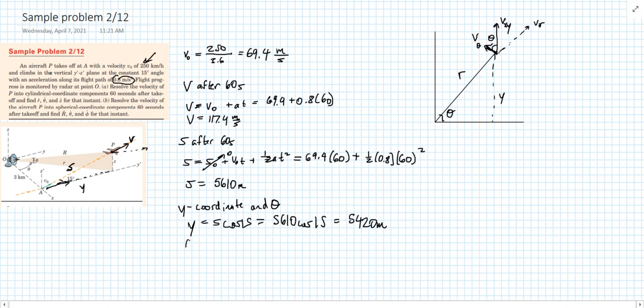Now that we have that, we can find the theta. The theta is going to be the inverse tangent of this distance over this distance. This is our opposite and this is our adjacent, so the inverse tangent of opposite over adjacent will give us the angle. This is going to be y, which we just found, 5420 over 3000, and that will give us an answer of 61.0 degrees.